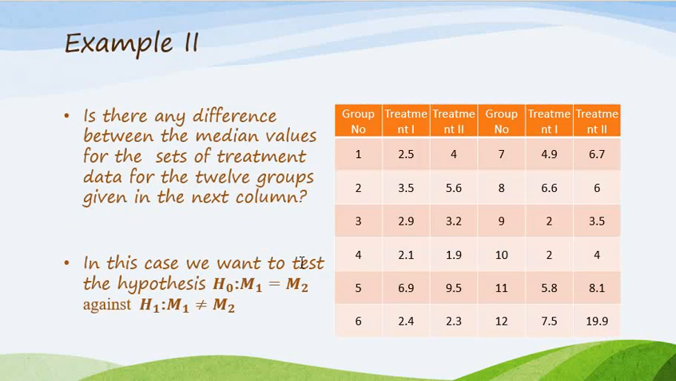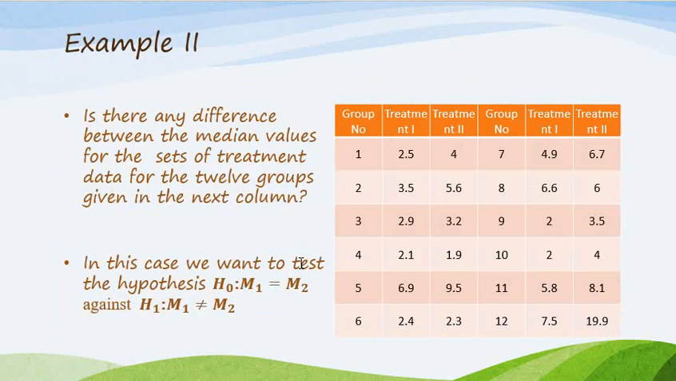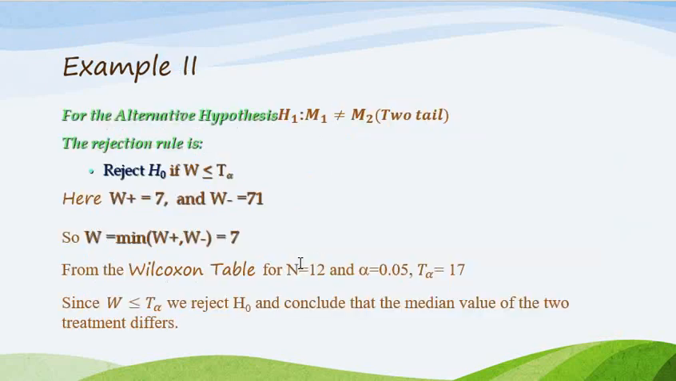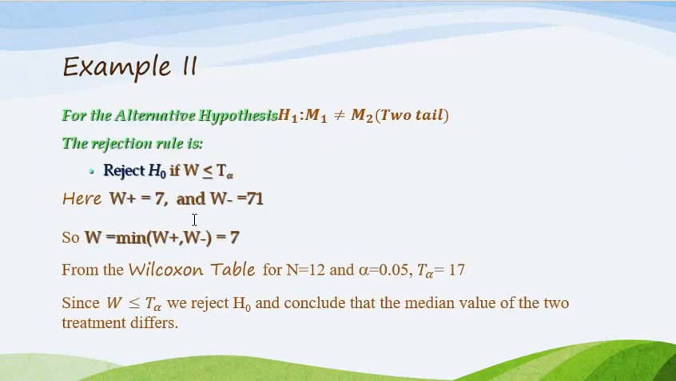There is another example where we use the two-sided hypothesis, that is H0: M1 equal to M2, against H1: M1 not equal to M2. These are the observations, and once you rank like in the earlier example and find the sum of the ranks, you get W plus equal to 7 and W minus equal to 71. The statistic is the minimum of W plus and W minus, that is the minimum of 7 and 71, which is 7.